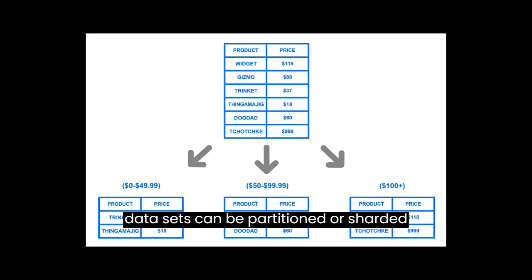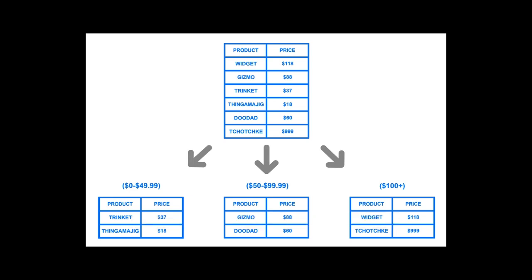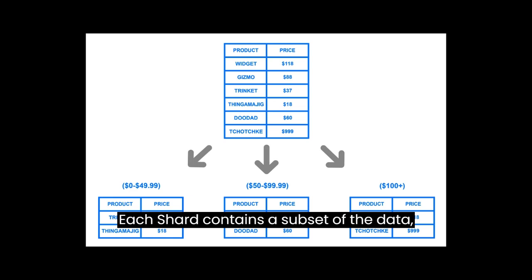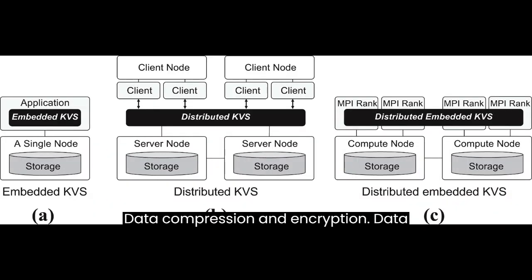Data partitioning and sharding. Large datasets can be partitioned or sharded across multiple storage instances to improve performance and scalability. Each shard contains a subset of the data, and these shards can be distributed across multiple servers or nodes. Data compression and encryption.